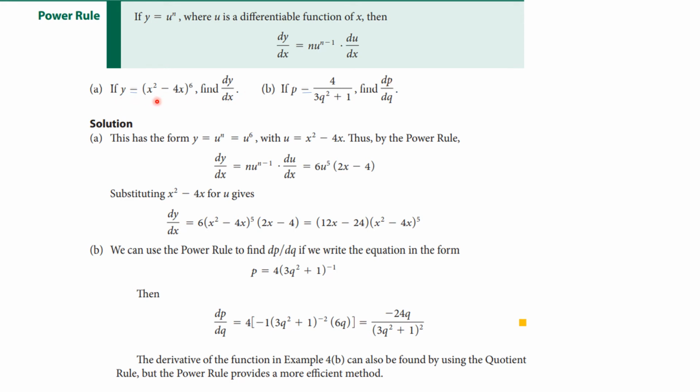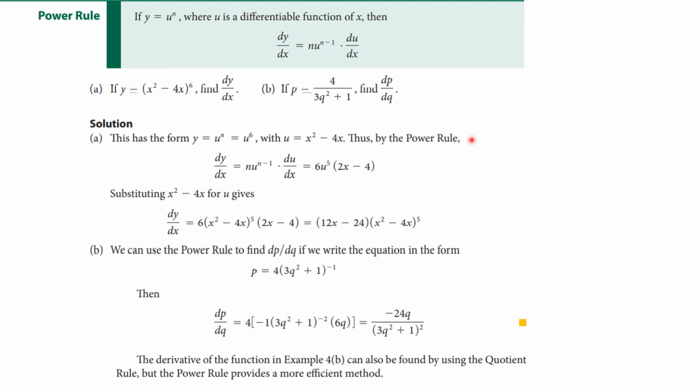Suppose y is equal to x square minus 4x, to the power 6, and you have to find dy by dx. You see that x square minus 4x is the function, and it has the power 6. So in this case we have to follow this power rule. This has the form y is equal to u to the power n, where n is 6, so we write u to the power 6. Here we assume that x square minus 4x is u.